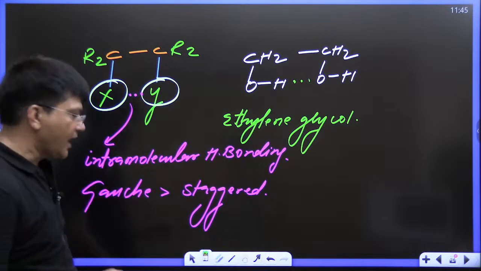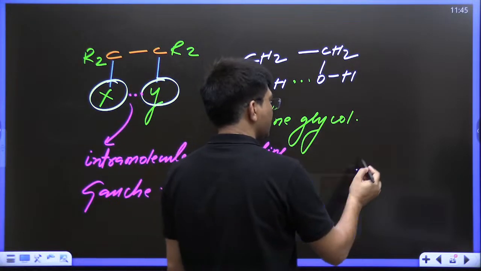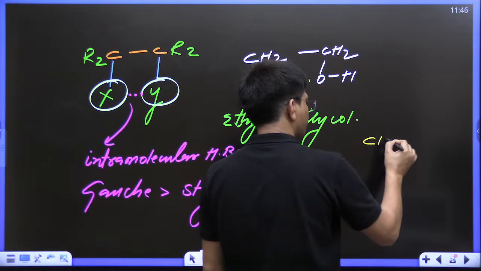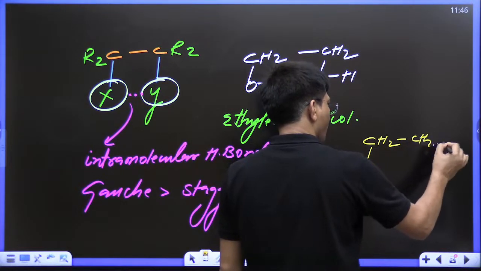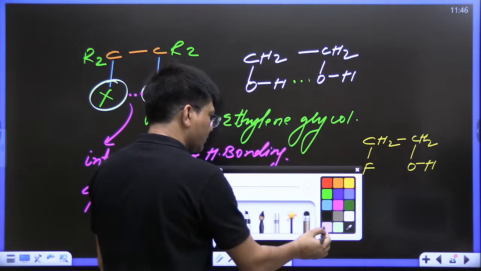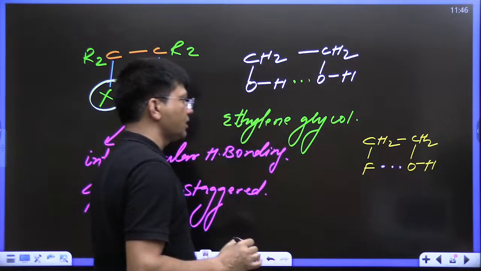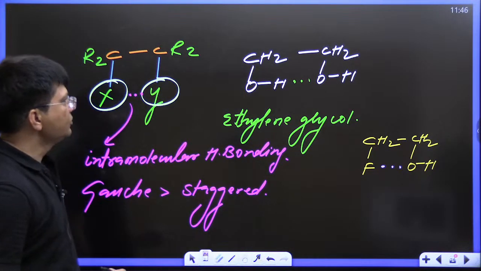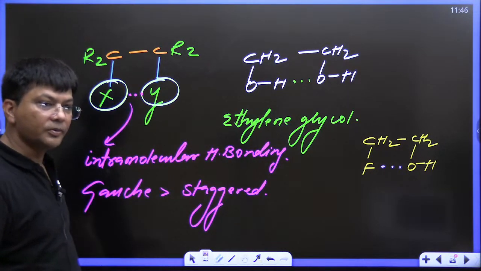Once this compound has been asked in the examination. The second time they gave a question like this, CH2F, CH2OH, this compound was given. So just try to find out, is there intramolecular hydrogen bonding? Yes, there is intramolecular hydrogen bonding. So in these compounds, the Gauche form is going to be more stable.